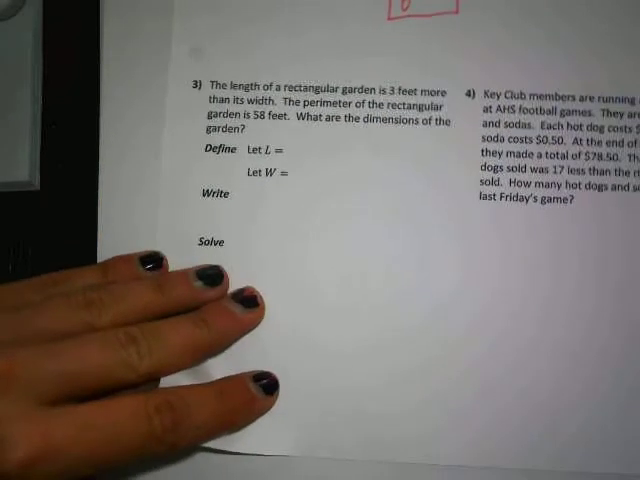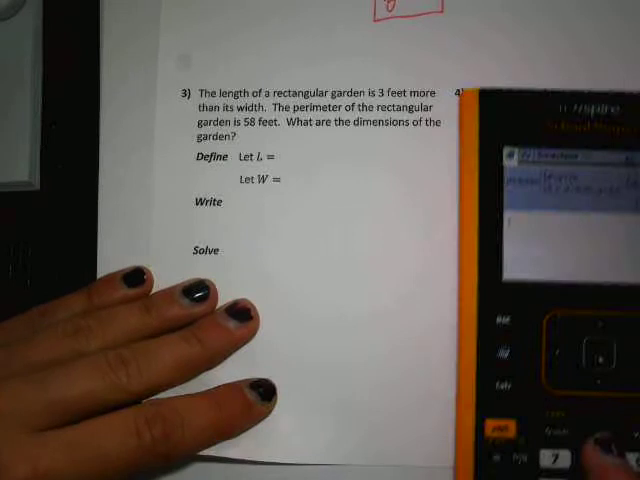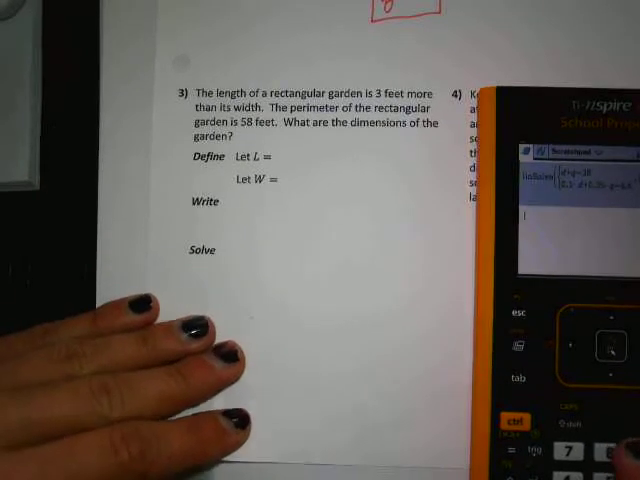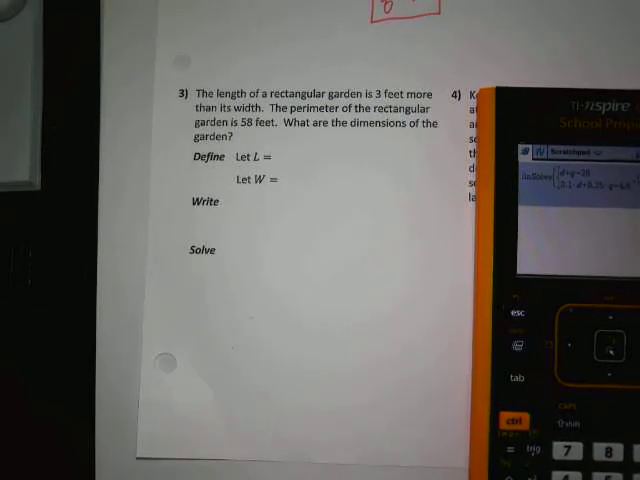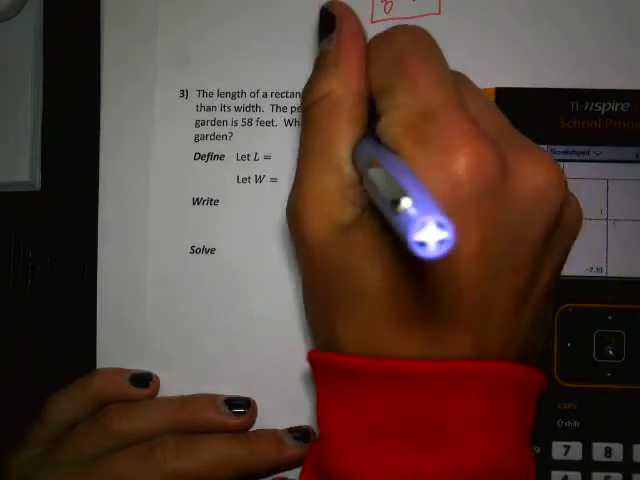Number 3. Number 3 says the length of a rectangular garden is 3 feet more than its width. The perimeter of the rectangular garden is 58 feet. What are the dimensions of the garden? So it is asking me for dimensions.